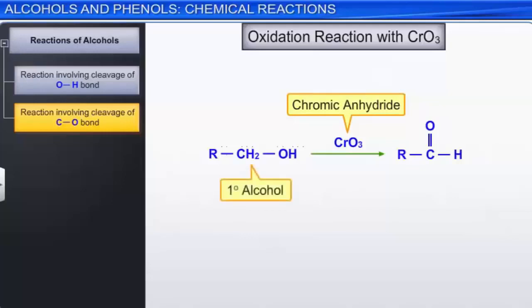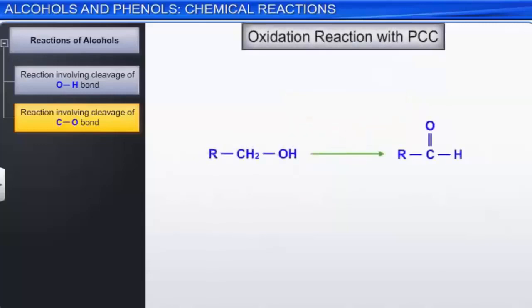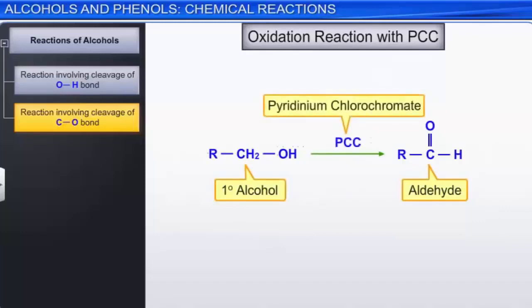However, chromic anhydride is highly toxic and environmentally hazardous. An alternative route to the preparation of aldehydes from primary alcohols is to use pyridinium chlorochromate, or PCC. The addition of PCC to a primary alcohol will produce an aldehyde. PCC is also toxic.